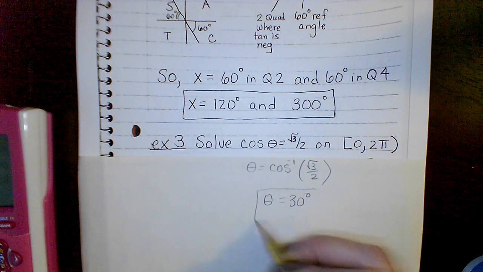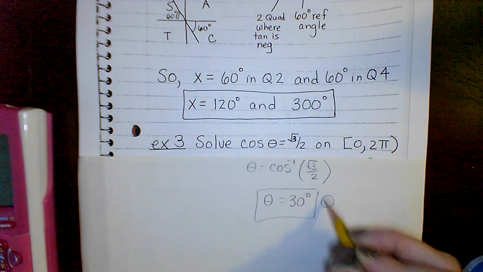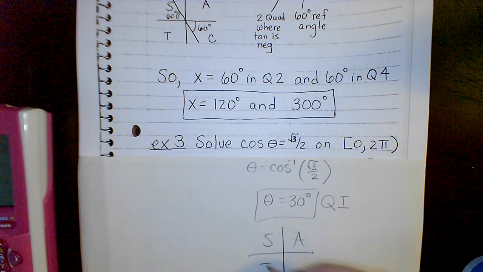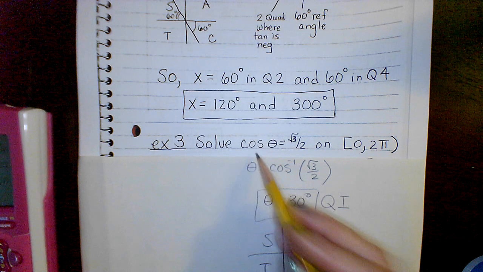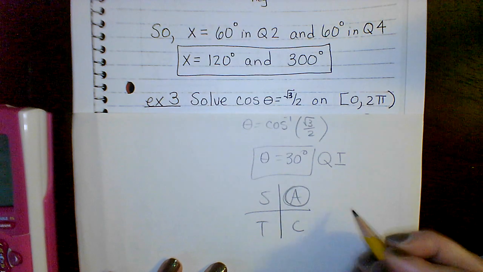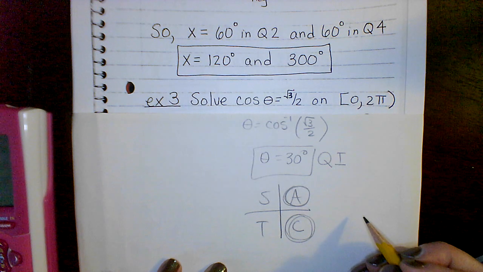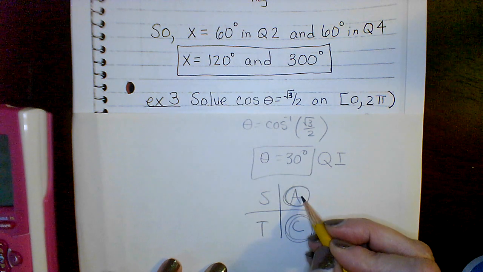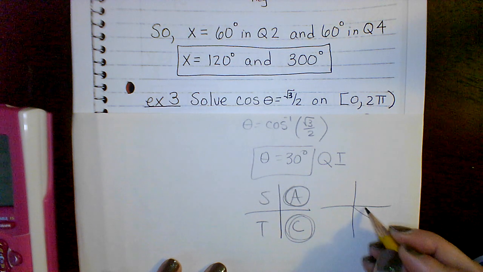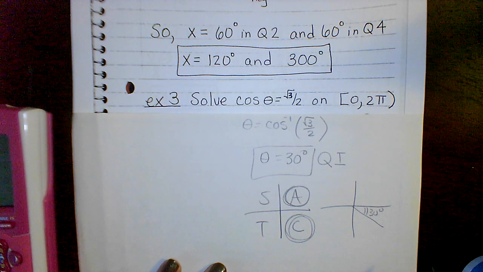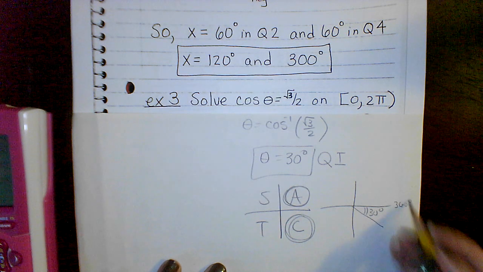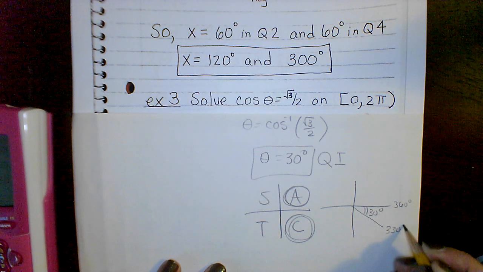There's one of my answers. That one's in quadrant 1. So now you have to start thinking, okay, we're back to this business. Where's the cosine function positive? Well, here for all and here for cosine. So I need 30 degrees in quadrant 1, done. And then I need 30 degrees down here in quadrant 4. So that's going to be, well, that's 360, and I back up 30, that's going to be 330 degrees.